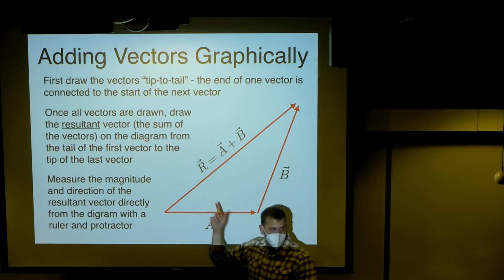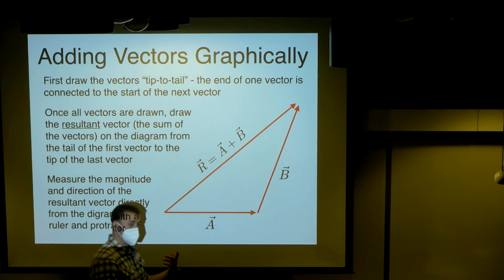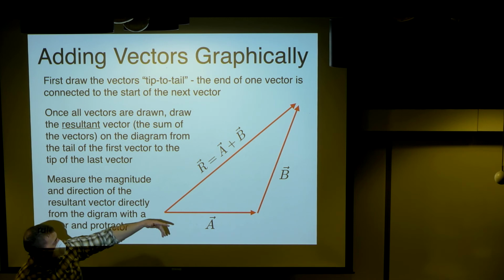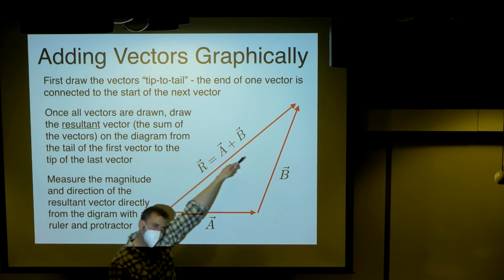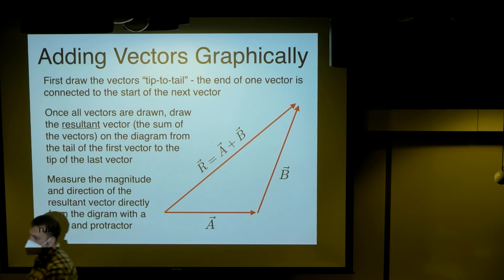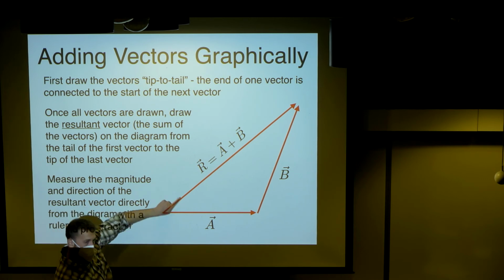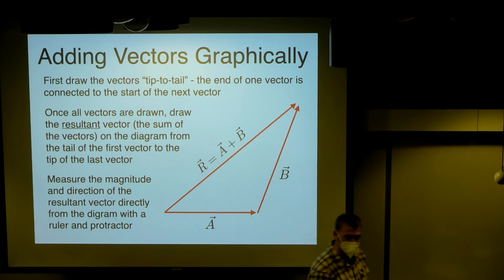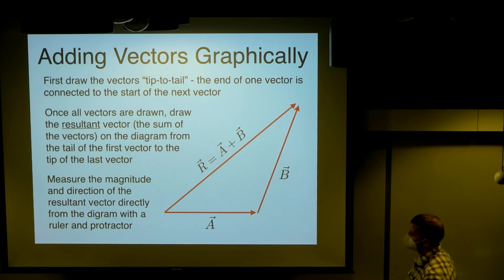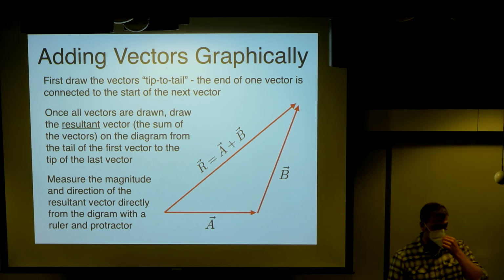For this resultant vector, I can measure straight off the diagram what the magnitude is. I can put a ruler up to the diagram and just say vector R is however many centimeters long. I can measure it directly. And I can also measure the direction because I can measure the angle using a protractor. Okay? So none of this involved calculation. It's all just drawing a diagram and making careful measurements. Okay? So any questions on how this works?